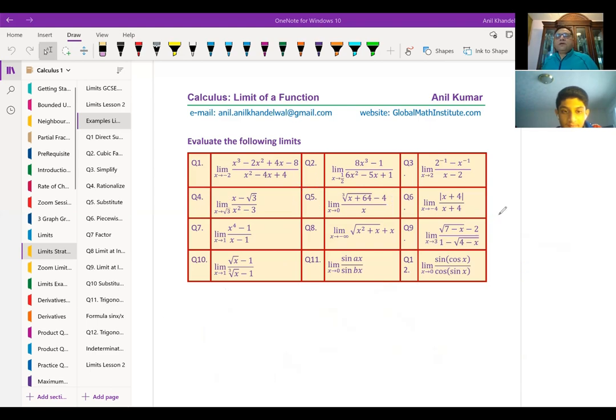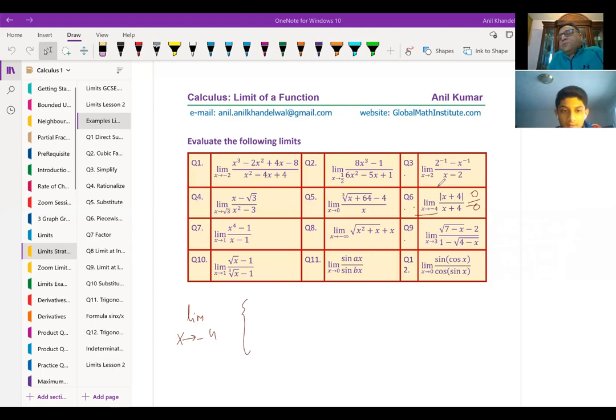Can you tell me how you will answer question number 6? The absolute value of x plus 4, divided by x plus 4, as x approaches minus 4. So once again, I think it's indeterminate. Since it's absolute value, will we also go ahead with substitution? We should actually write this as a piecewise function, right?